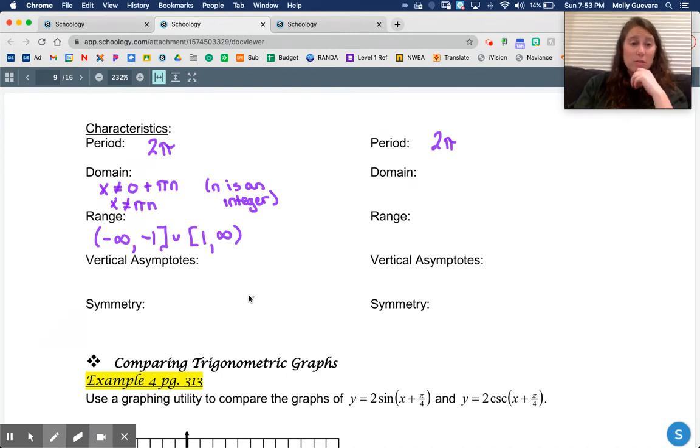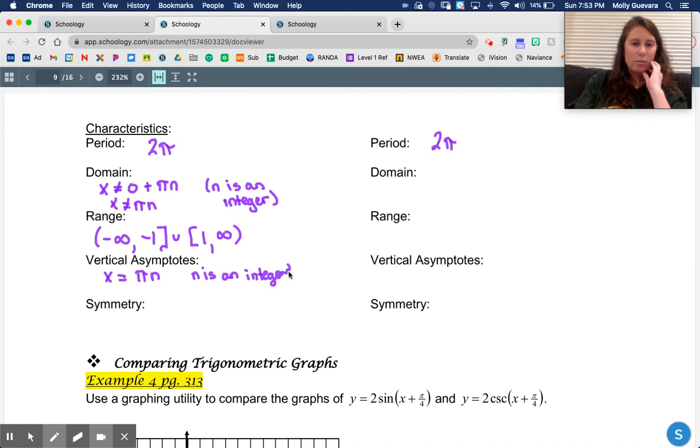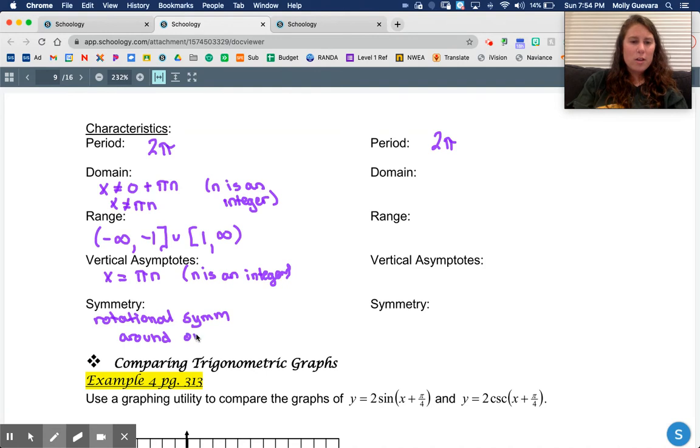Where are my vertical asymptotes located? Same place that my domain is not, right? So x equals pi n, n is an integer. Oops, my pen's getting all stuck. There we go. And then symmetry. What kind of symmetry does this have? So this actually has rotational symmetry around the origin. Anything that has rotational symmetry around the origin is an odd function.